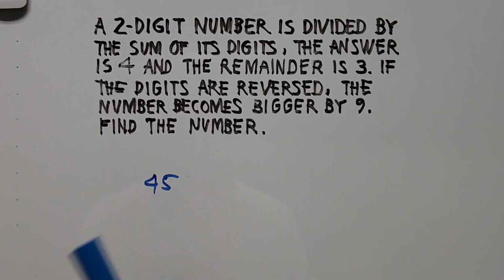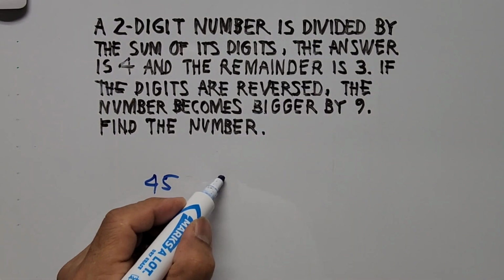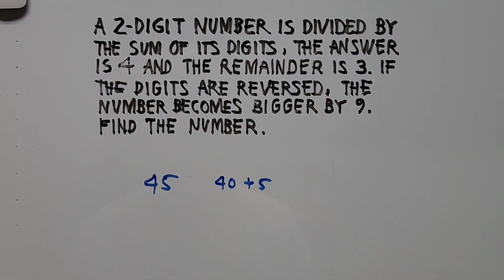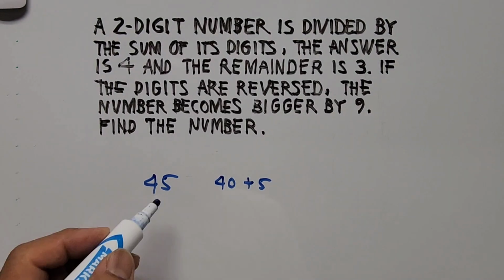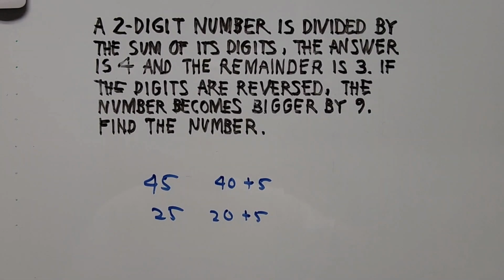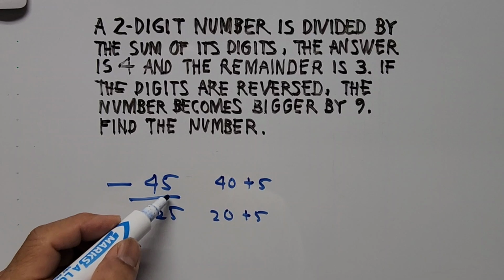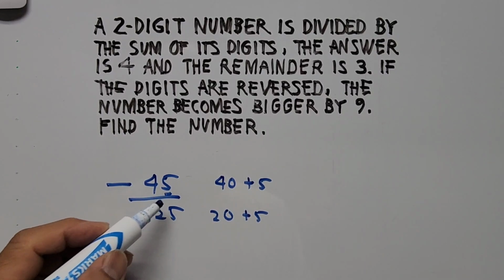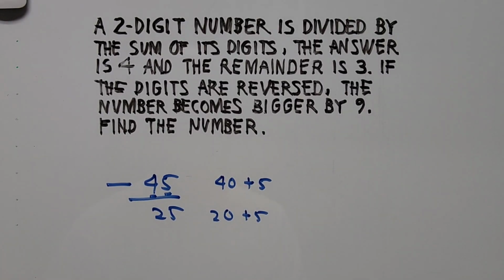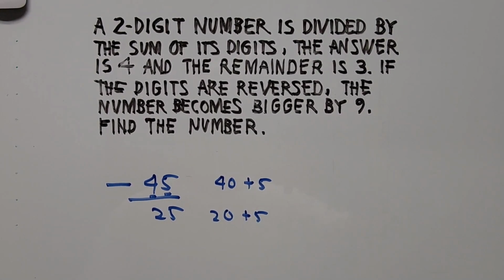How do you represent that in terms of its expanded form? This can be written as 40 plus 5, right? That's the expanded form. And 25 is the same thing, 20 plus 5. And so here, of this number 45, 5 is the units digit and 4 is the tens digit, right? Since we don't know the number, let's represent that in terms of letters.